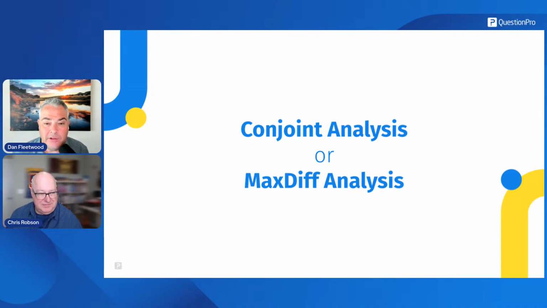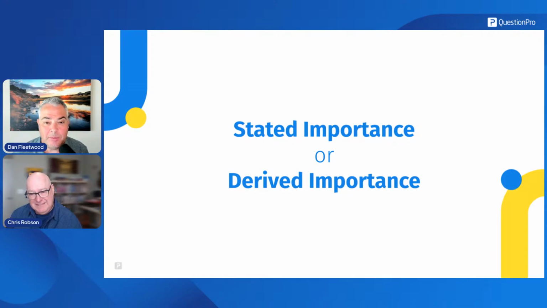So next one here we have stated importance versus derived importance. Stated importance is what people say matters to them. Derived is what actually drives their behavior. Often two very different things, Chris, as we know. Very, very different. And this one's an easier one for me, I think, because whenever I can, derived importance is the winner here. The reason being, people are very bad at understanding what's important when they make a decision, and they'll say things that are different to what actually drives it.